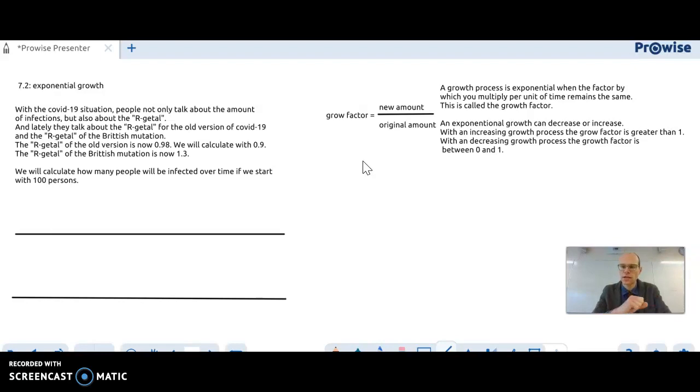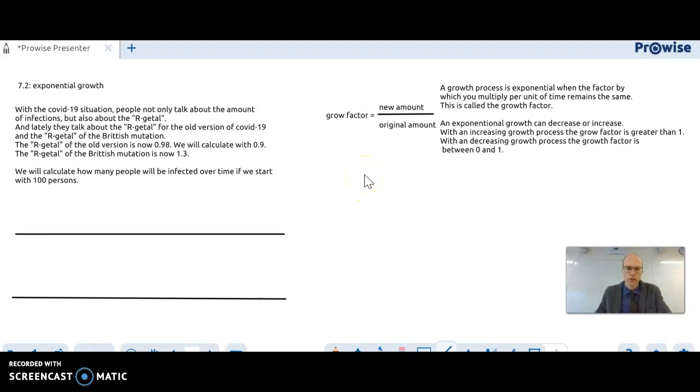That's why we said if the growth factor is 2, it went up and up and up. And if it is between 0 and 1, like a half, then it went down quickly, and then gradually starts to peter out a bit. It's decreasing less and less quickly.